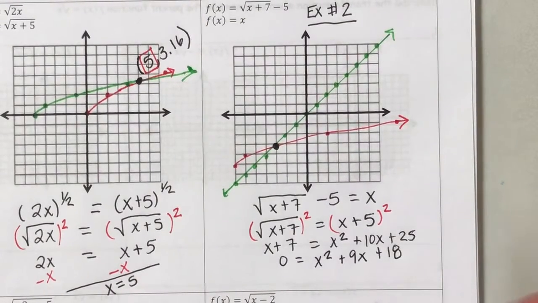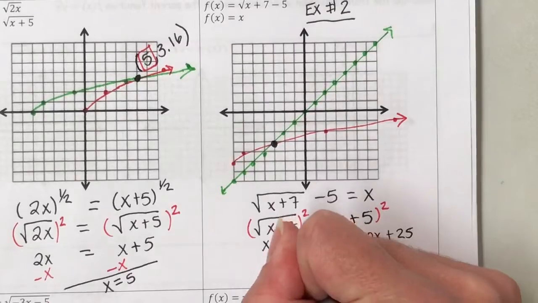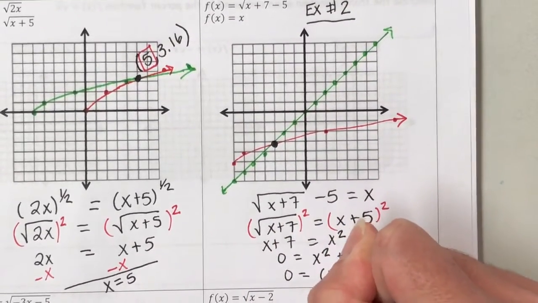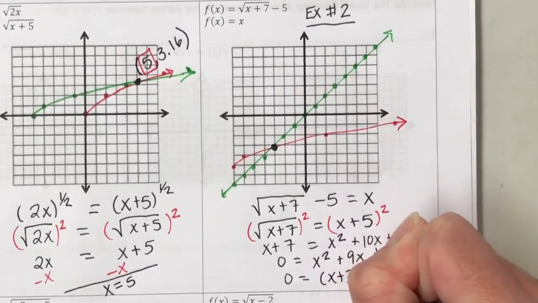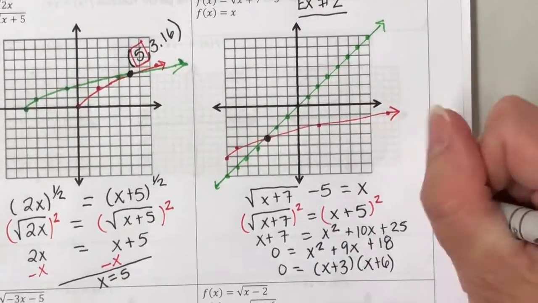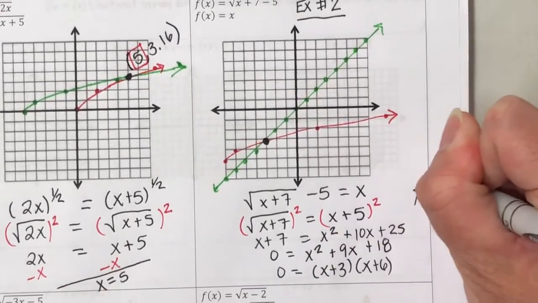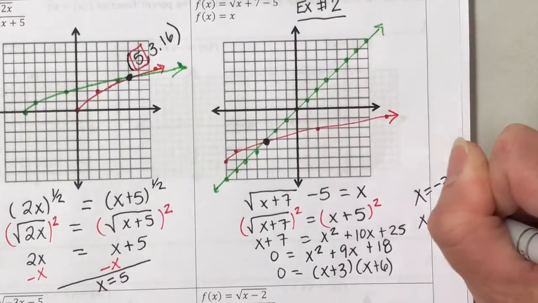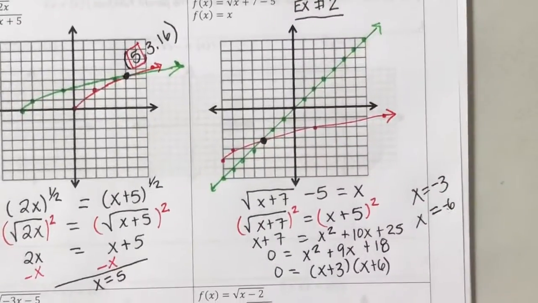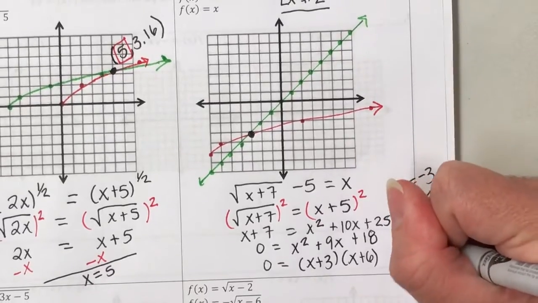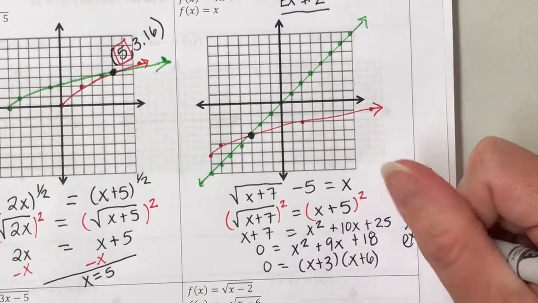And then to solve this, you can use factoring. So when you factor, your factors are x plus 3 and x plus 6. And so then you got the solutions, x being equal to negative 3 and x equal to negative 6. And remember how we said that negative 6 did not work. That one was an extraneous solution.